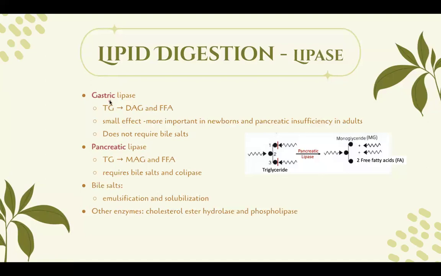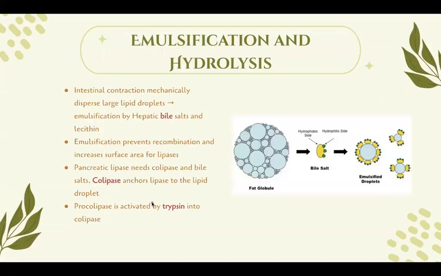Another difference between these two is that gastric lipases don't require bile salts, and this makes sense because you don't have bile salts in the stomach, okay? But pancreatic lipases require bile salts, and they also require something else called colipase, and we'll see how this works in a few slides. Another thing we need for lipid digestion in the small intestine, as we said, is bile salts. Bile salts are involved in two main processes, emulsification and solubilization, and those are two different things, okay? And we will get to know them in a little bit.